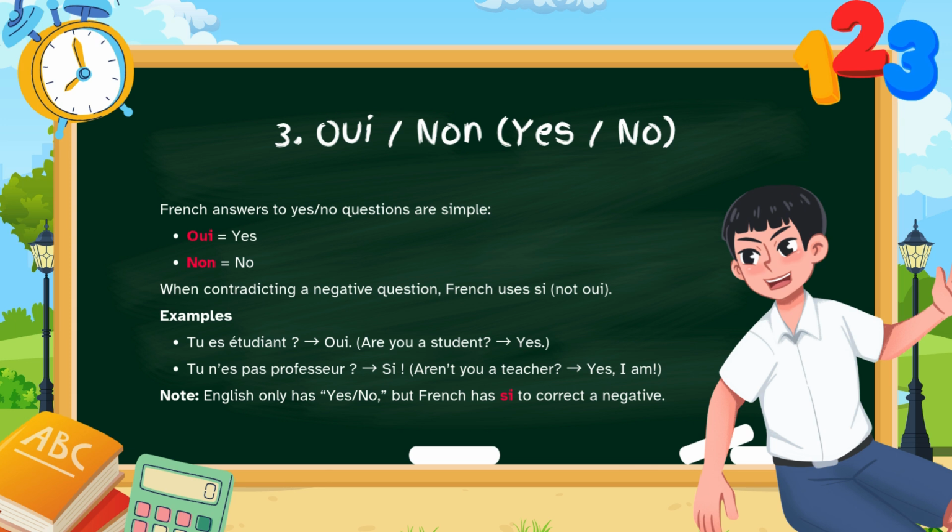Now let's practice how to pronounce yes, no, and si. Let's use them in short, simple sentences. Repeat each one after me.